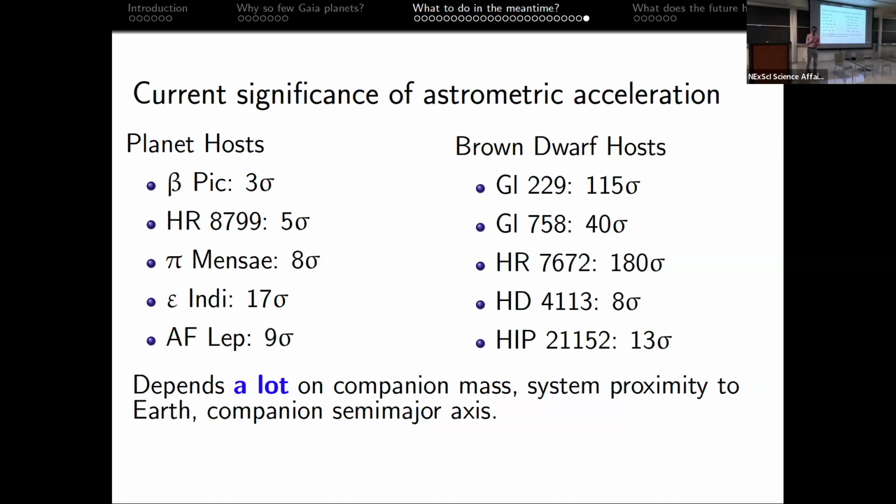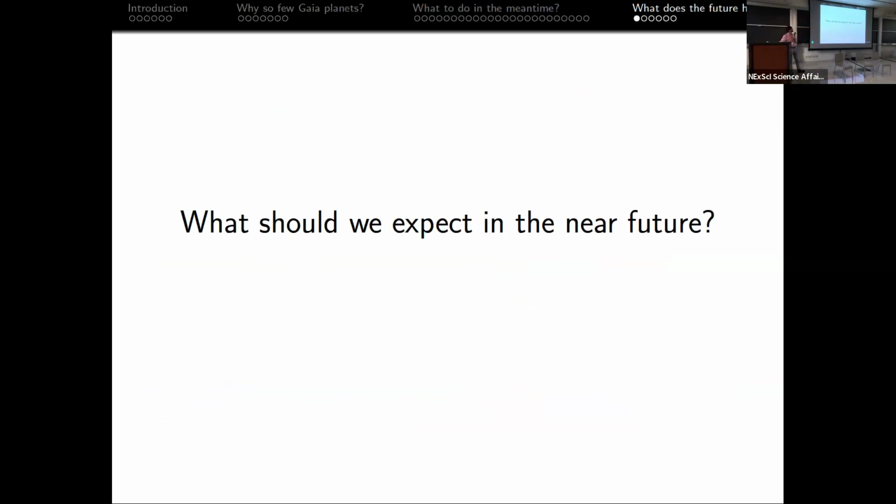For the brown dwarf hosts, in some cases, these signal to noises can be absurdly high, 100 sigma or even more, and we can get masses that are good to 1%. So it depends a lot on how strong your signal is and really on how close to Earth the system is. There's that selection effect that's very different from other surveys, but this has huge power.